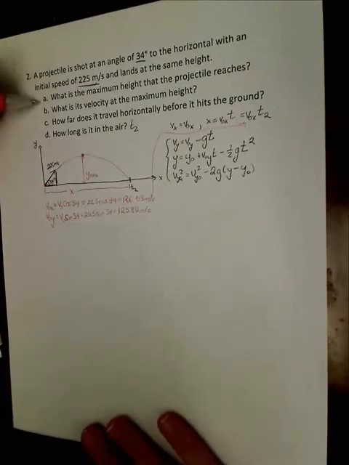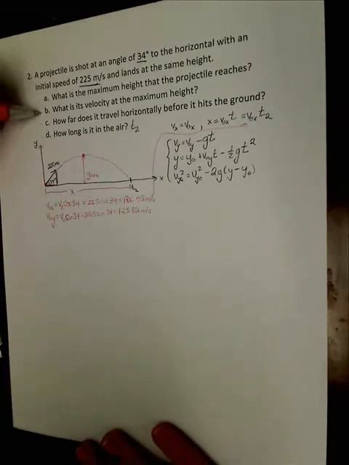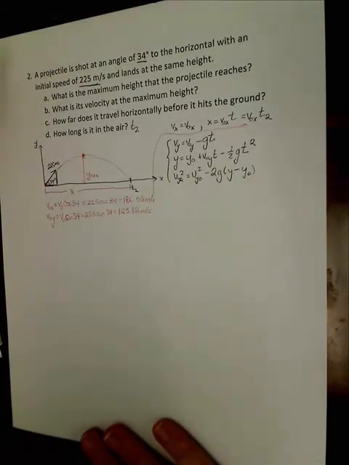Okay. What is the maximum height that the projectile reaches? What's its speed when it reaches the maximum height? Well, to do that, we need to understand projectile motion. So what happens in projectile motion? What happens in the y direction? The thing starts off with its maximum speed. It goes up, slows down, stops, and comes back down again.